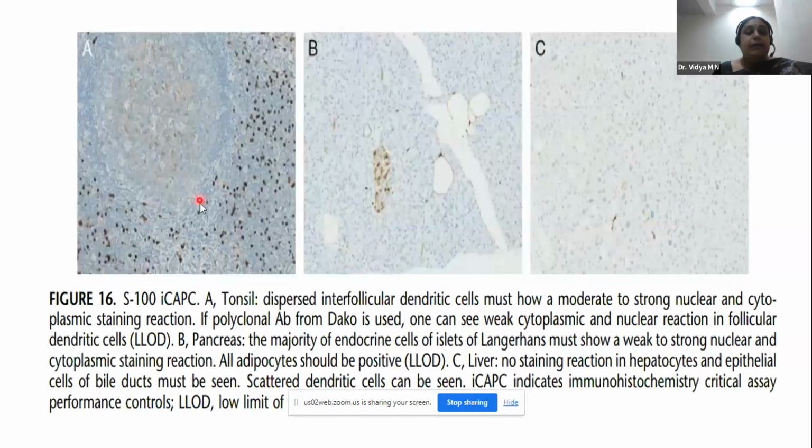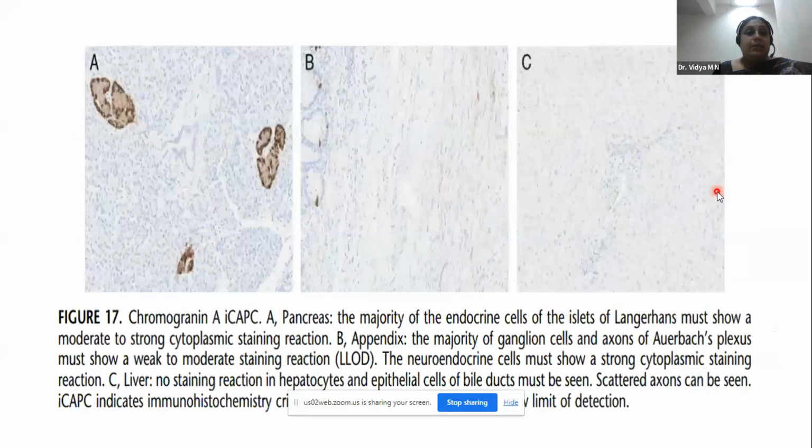Then for your S100, you have tonsil with your dispersed follicular dendritic cells, which show some strong staining out here. And then you have your pancreas where your islet cells take up. And here you see the intensity of staining, it is very moderate to low expression. And liver, no staining in the hepatocytes, and some staining in the bile duct epithelial cells may sometimes be seen.